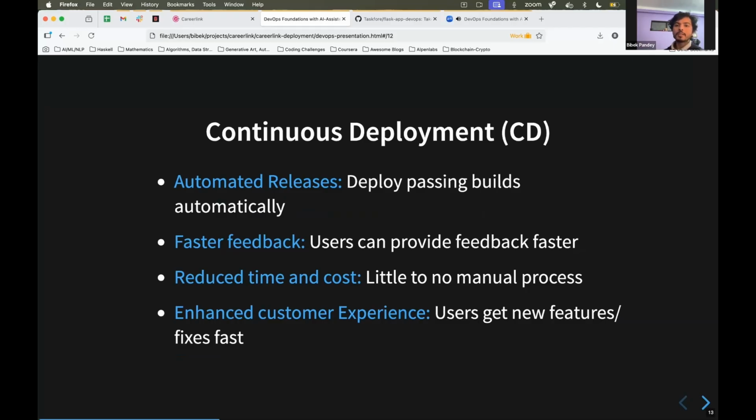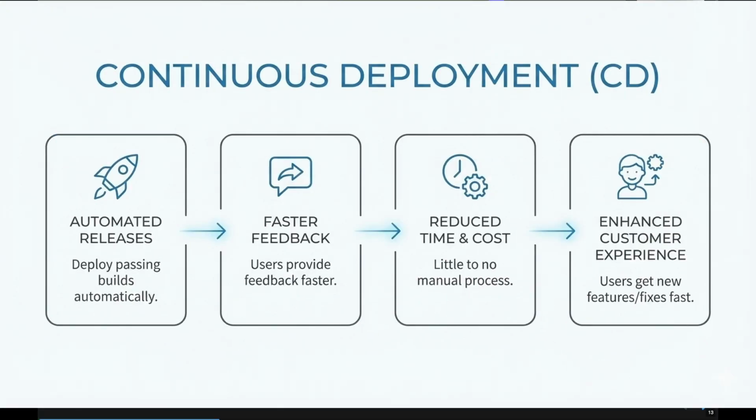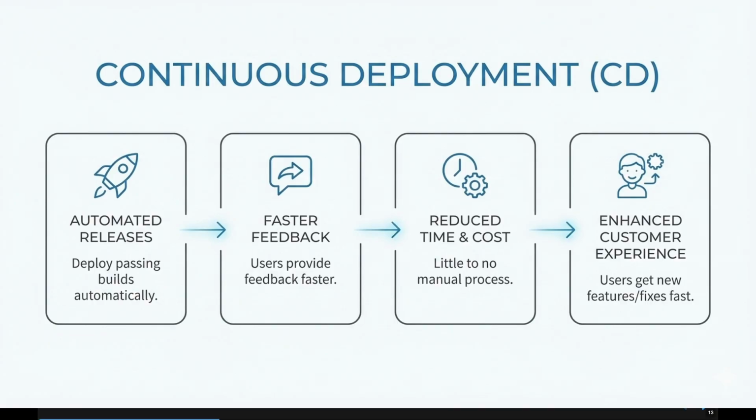This brings us to the next part, which is continuous deployment. It typically follows the continuous integration part, where continuous integration gives us the well-tested system or software packages which we will deploy into our infrastructure. The purpose of continuous deployment is to get faster feedback from users. It enhances the user experience because users get to see new features and fixes fast, as soon as our code is pushed. It is also efficient in terms of time and cost because there is little to no manual process involved.